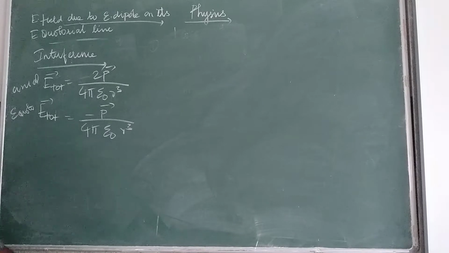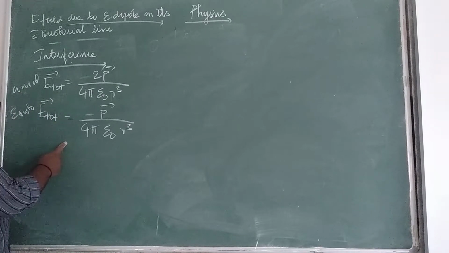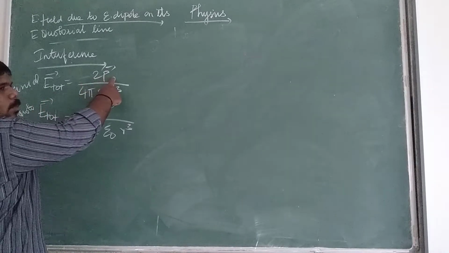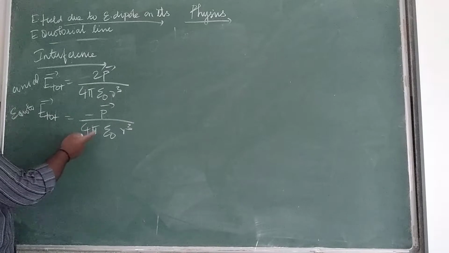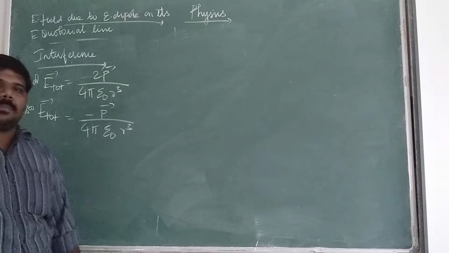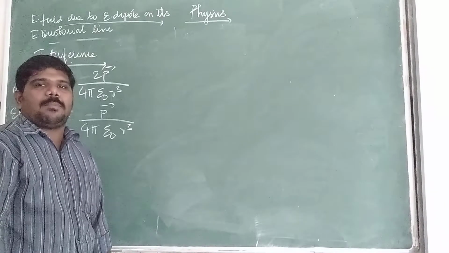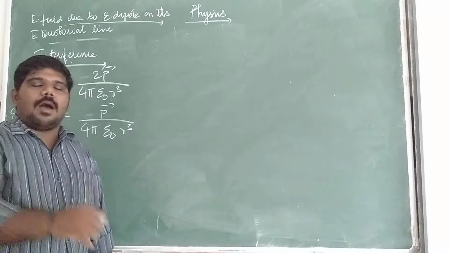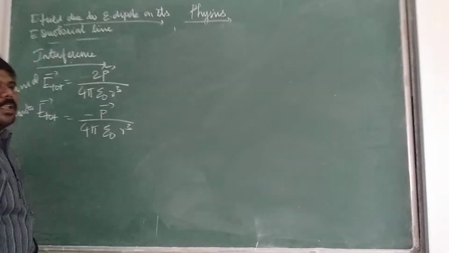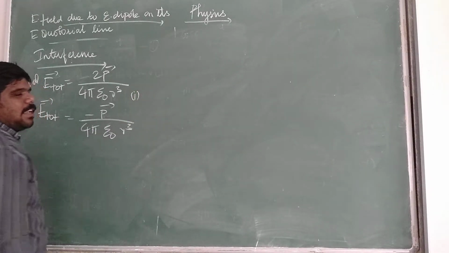What's the point? The direction of the electric field on the axial line will be opposite to that on the equatorial line, because here the total electric field will be along the direction of the dipole moment. Here the total electric field will be opposite to the direction of the dipole moment. So the electric field on the axial line will be along the direction of the dipole moment, but the electric field at a point on the equatorial line will be opposite to the direction of the dipole moment. Okay, that's the first point. What's the first point? The electric field due to an electric dipole on the axial line, what is that?